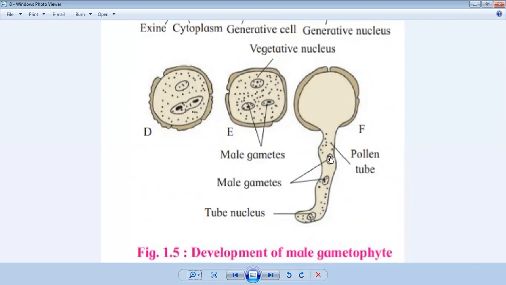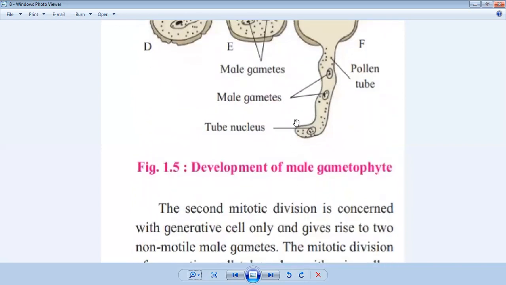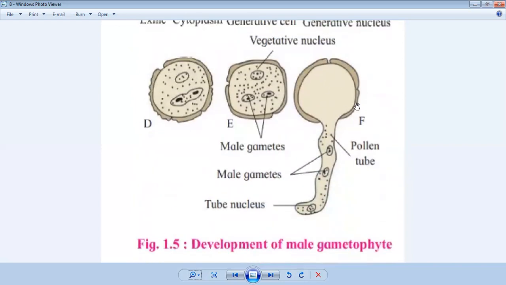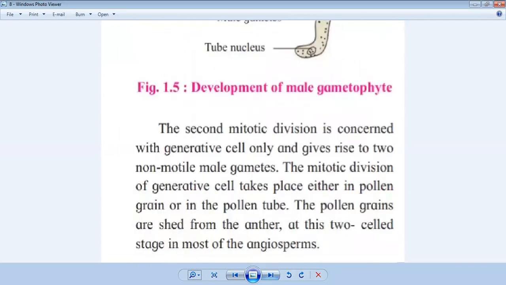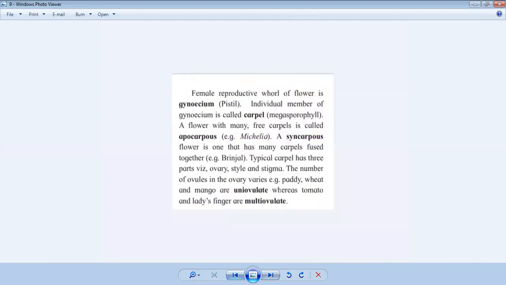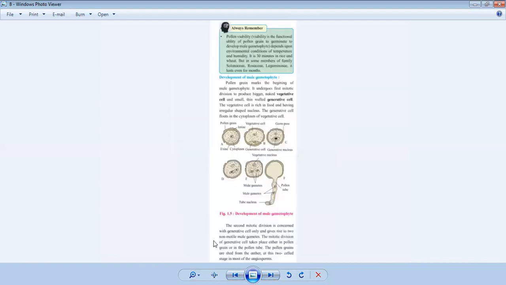This pollen tube consists of the two non-motile male gametes and one tube nucleus. तो इस तरह से ये जो स्ट्रक्चर बना हुआ है, that pollen grain along with the pollen tube which consists of the two non-motile male gametes, then cytoplasm, thin cytoplasm, and a tube nucleus. This complete structure is called as a male gametophyte. तो इस तरह से यहाँ पे मेल gametophyte की डेवलपमेंट हुई है. And the part of female gametophyte we will discuss in the next lecture.